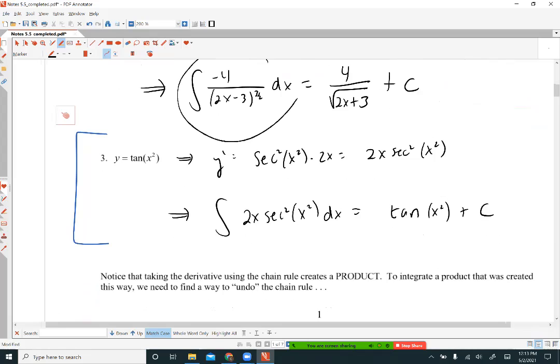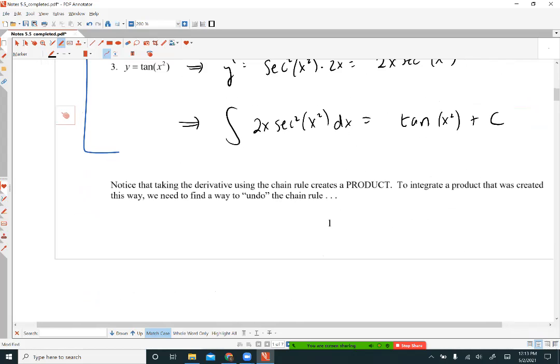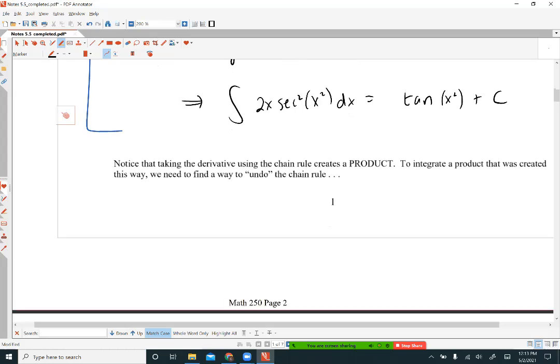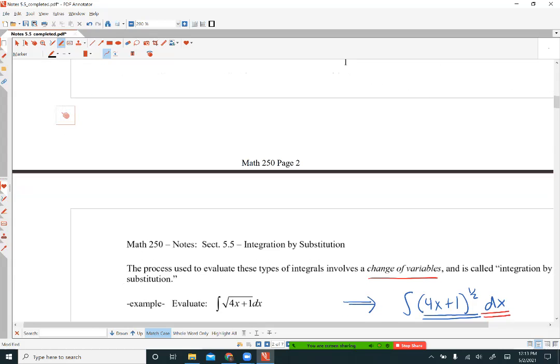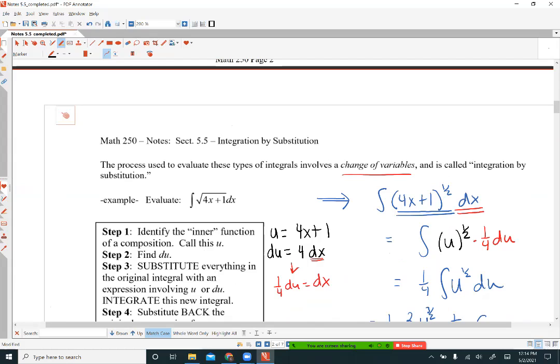And here's just one more. The integral of 2x secant squared of x squared. That looks like kind of a mess. But it turns out the antiderivative is just tangent of x squared. The important thing here is that the chain rule creates a product. So we're going to use that in what we call substitution, this very practical technique for finding antiderivatives, and that is changing the variable.